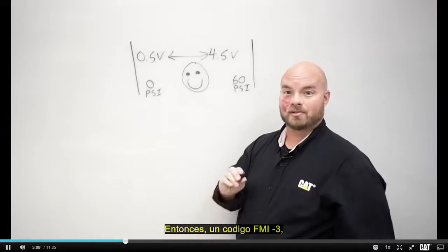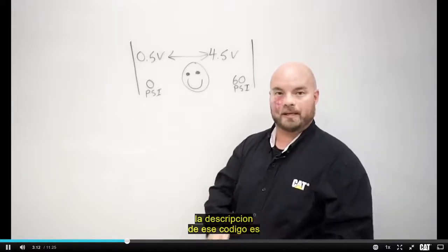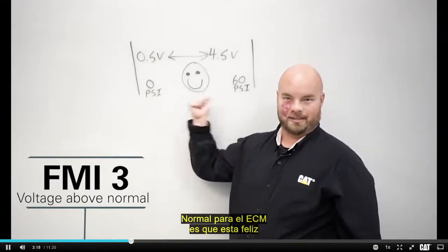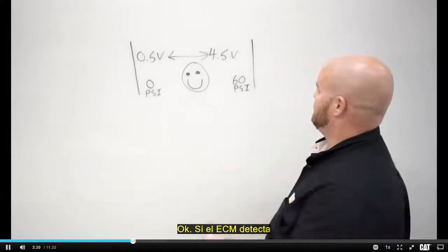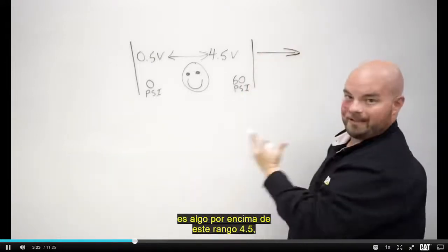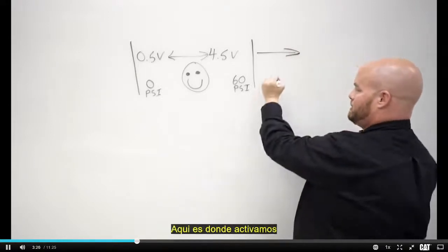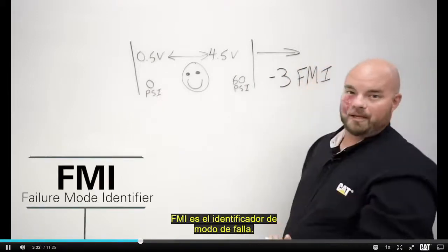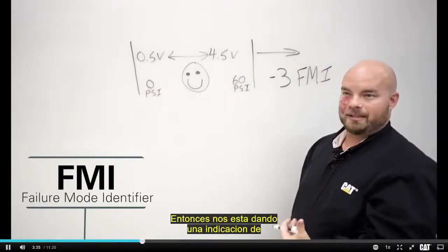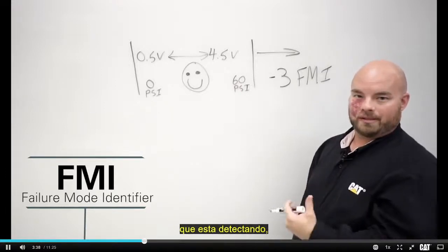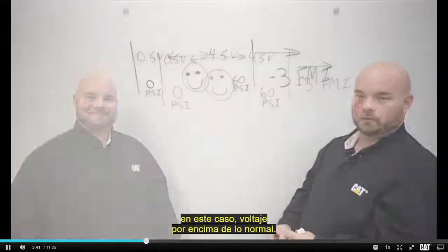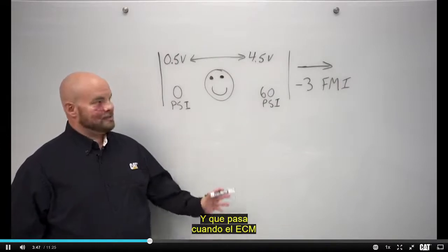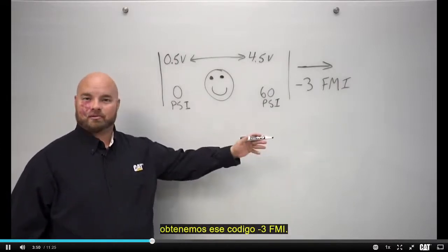An FMI-3 code, the description for that code is voltage above normal. What's normal? Normal to the ECM is when he's happy. If the ECM detects a voltage above normal, so anything above this 4.5 range, this is where we trigger a -3 FMI code, FMI being failure mode identifier. It gives us an indication of what failure mode it's detecting, in this case voltage above normal. So we talked about the voltage range of this active analog sensor and what happens when the ECM detects a voltage above normal: we get that -3 FMI code.